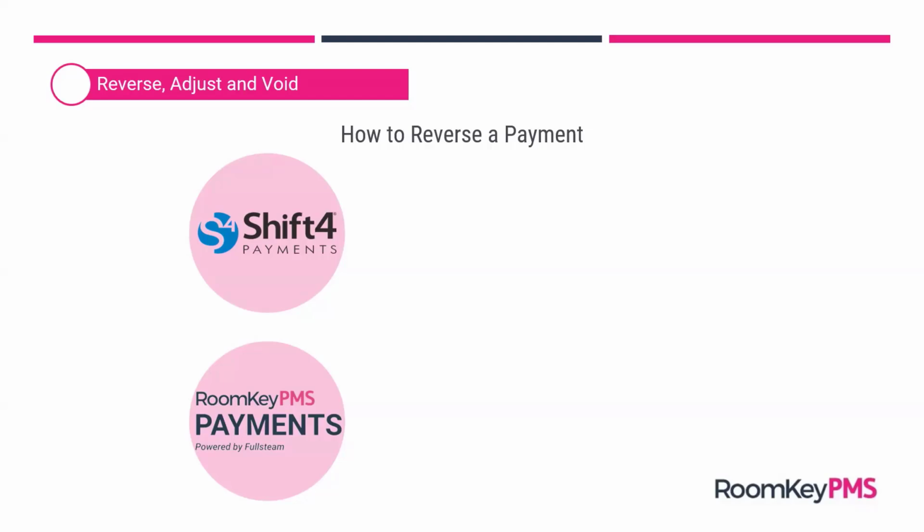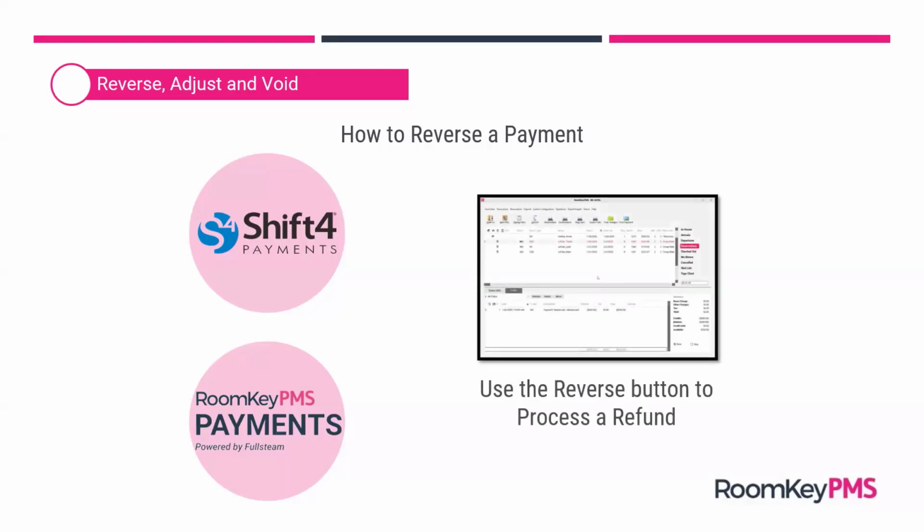Now, you can still record a negative payment in Roomkey, but I recommend utilizing the functions that are already available to you. That is the reverse and adjust functions. So we'll take a look at how to reverse a payment first. We're going to use the reverse function to process a refund.